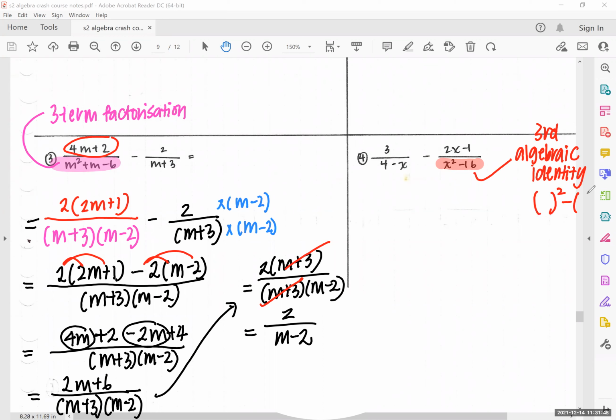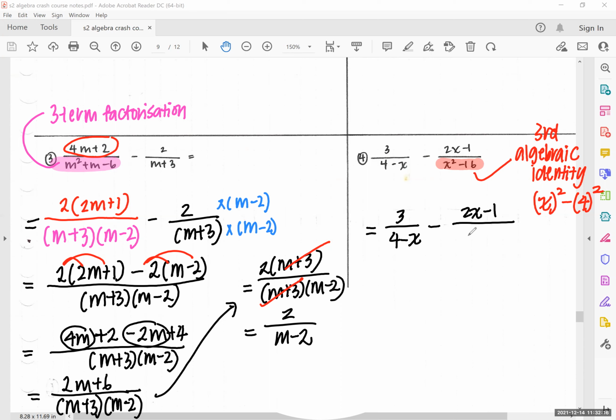Bracket square minus bracket square. So Daniel again, what to put in the first bracket? Bracket square minus bracket square. Okay, x and 2. Wait, what's the number? 16. Oh, it's 16. 4. I thought I saw 6. Alrighty, so let's go. So we had 3 over 4 minus x, minus 2x minus 1.